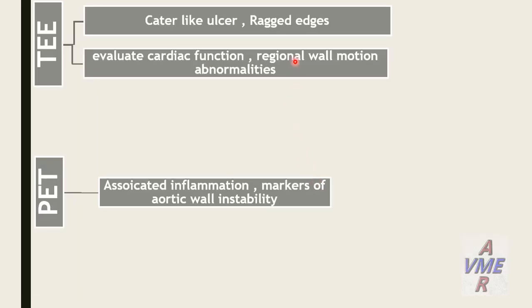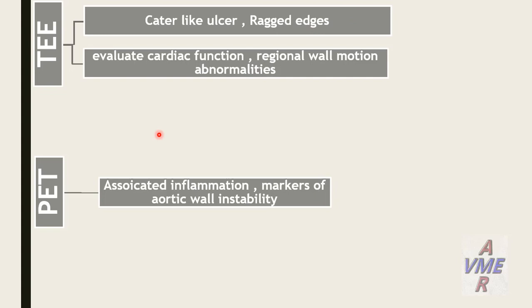Transesophageal echo shows a catheter-like ulcer with a raised edge, and it could also evaluate the cardiac function and regional wall motion abnormalities. But we don't have a specific finding for intramural hematoma or penetrating aortic ulcer in transesophageal echo. You can find a catheter-like ulcer, raised edge, but not every case will have the same finding. So it's not specific and doesn't have a high sensitivity in the diagnosis.